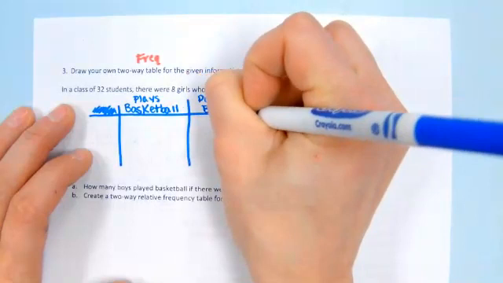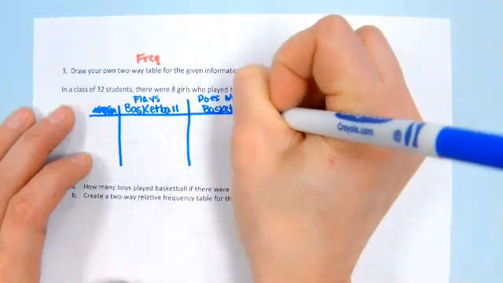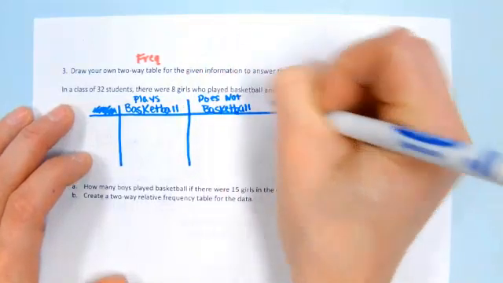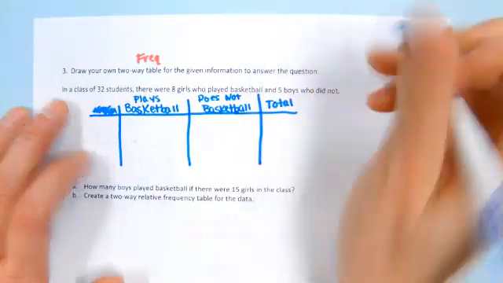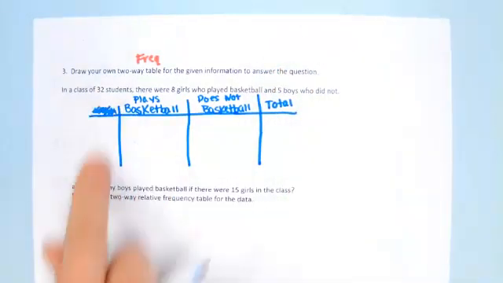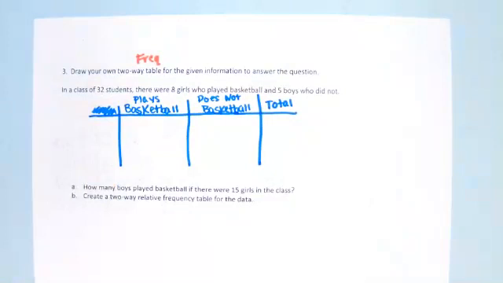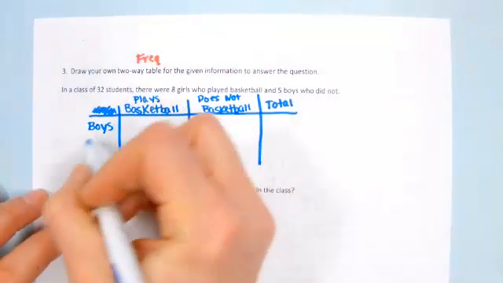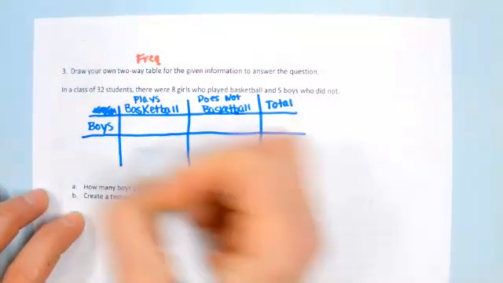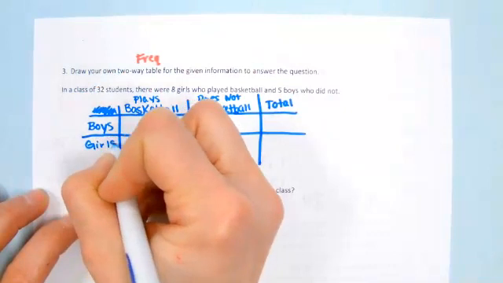I'm just going to put does not basketball because I don't have enough space, but you know what I mean. And what's the third category then? Total. All right, so that's those, but we also need categories running up and down. So don't think too hard about this. It's right in front of your face. What's my other set of categories? Boys and girls, and the third one? Total. Boys, girls, and total.